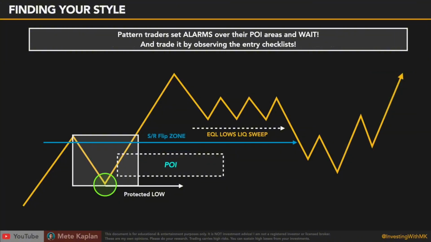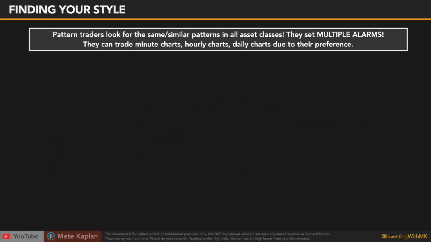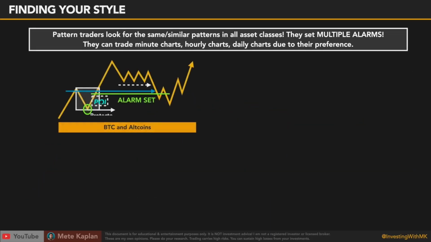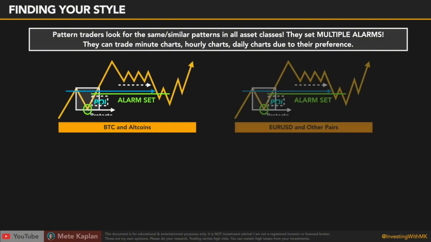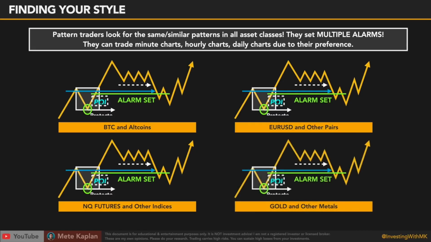Now the pattern traders use broker alarms so much. Once they have a POI area to trade, they generally set an alarm right above this area. Once the alarm fires off, you are ready to trade. But setting one alarm is mostly useless. You need to set multiple alarms on multiple asset classes so you can have a higher chance of trading. This is the core of pattern traders.